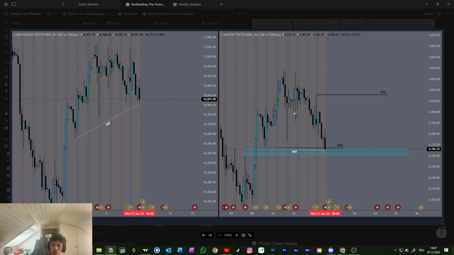Then on the 4 hour, what did I mark out? We had a big SMT playing out with Nasdaq and ES, with ES being the leading index to the downside. But since I was looking for longs, ES was my leading index. And because we're in a big inefficiency on a high time frame, I will look for longs today.